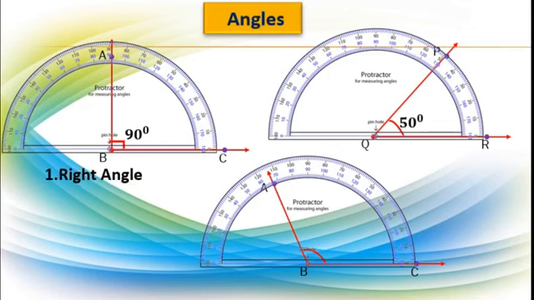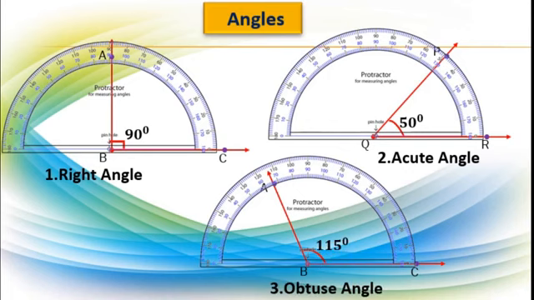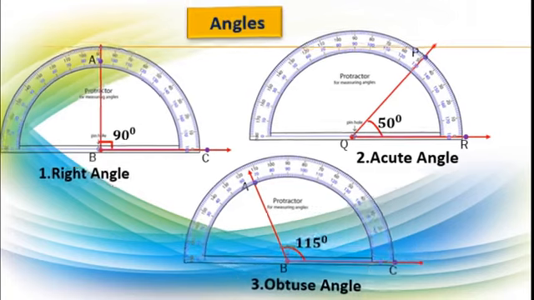The second one is a 50 degree angle, means it is a, yes, correct, it is an acute angle. The last one shows 115 degree. So it is an obtuse angle. Got this? Okay. Now we'll move further.